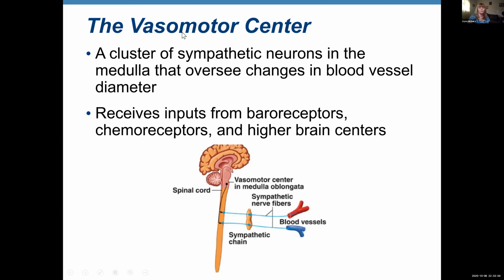So here's Vasomotor Center, located in medulla oblongata. It's a cluster of sympathetic neurons in the medulla, and they receive input from baroreceptors, chemoreceptors, and higher brain centers. So they receive signals not from baroreceptors only, but from other parts of your body, like from your brain and chemoreceptors.